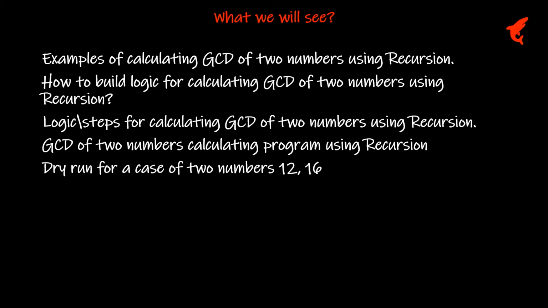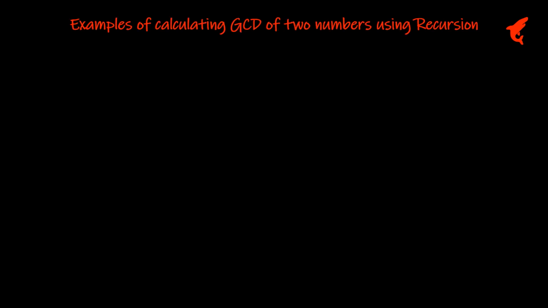And then we do a dry run with this program with numbers 12 and 16 and focus on how the logic is getting built. Let's look at the example of finding GCD of any two numbers using recursion. Right, so we start with numbers 12 and 16.